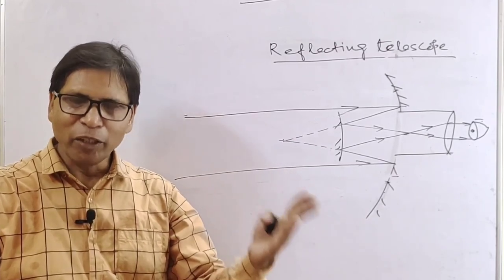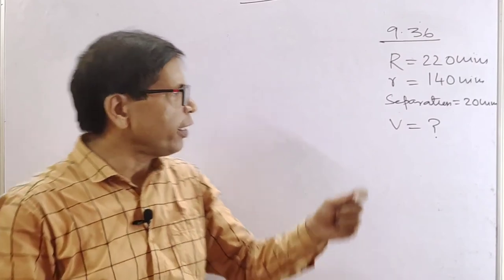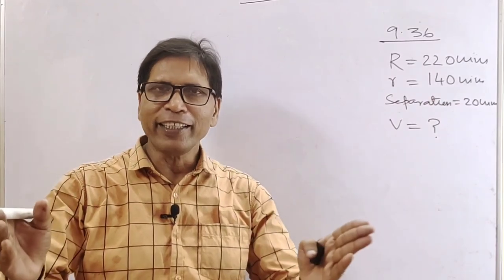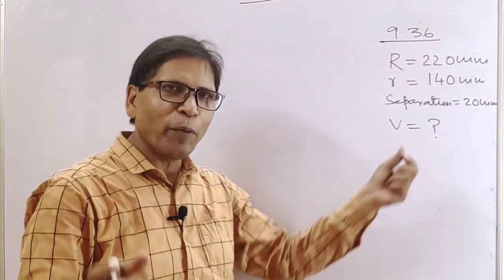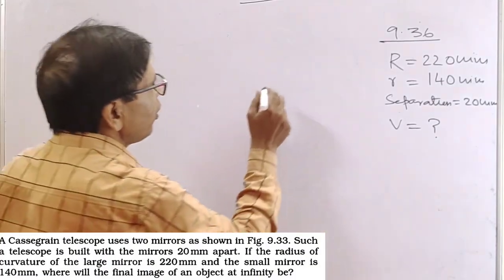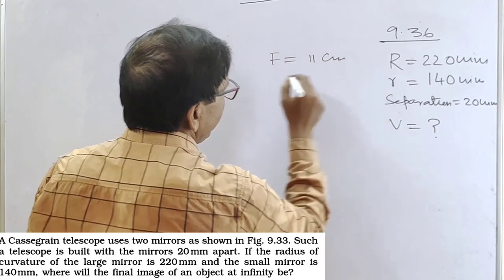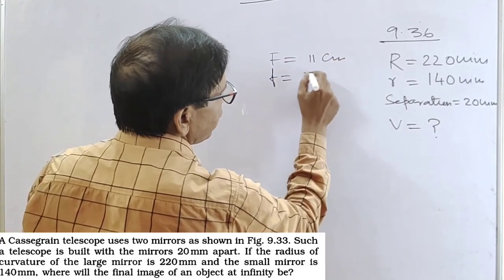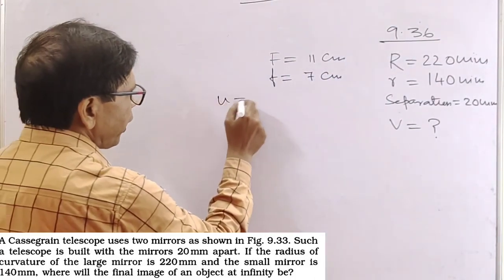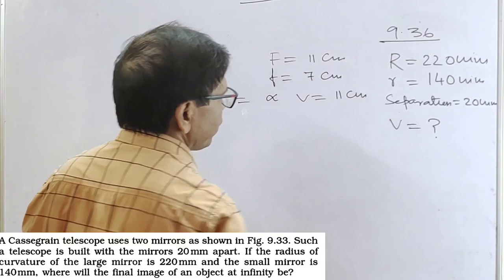Now a numerical relating to the Cassegrain telescope. The radius of curvature of the two mirrors in the Cassegrain telescope is 220 mm and 140 mm. The separation is 8 mm. Find the position of the final image for an object at infinity. The focal length of the concave mirror is 11 cm and the focal length of the convex mirror is 7 cm. When u equals infinity, v equals 11 cm.